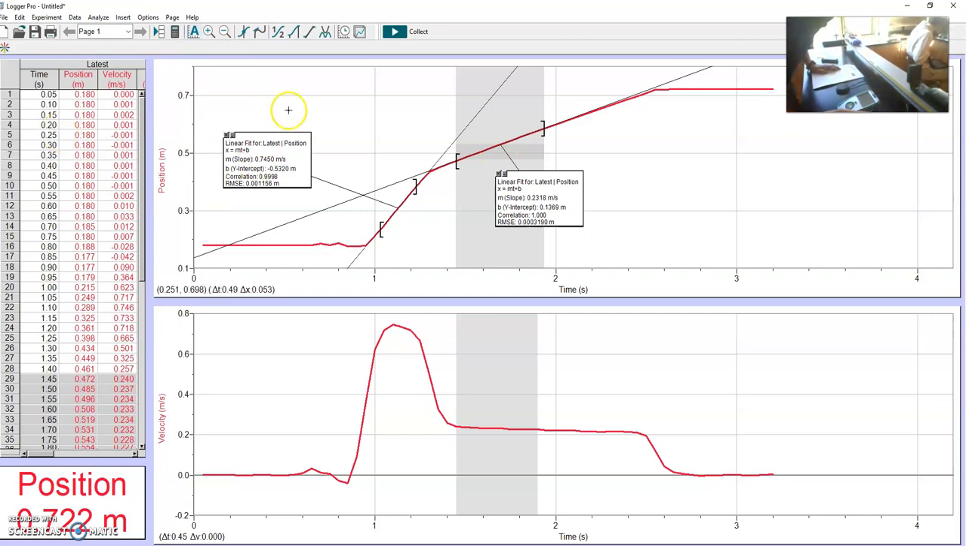All right, I hope you're seeing the pattern here that we're just using the slope for before the collision from the position time graph because that gets us meters per second or velocity, and the slope from after the collision for our data.